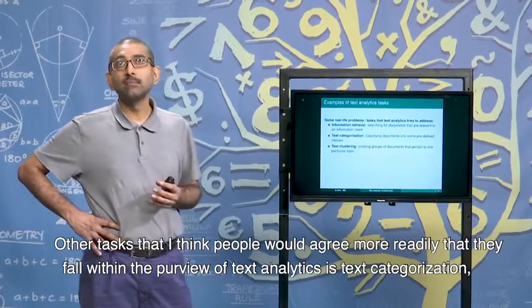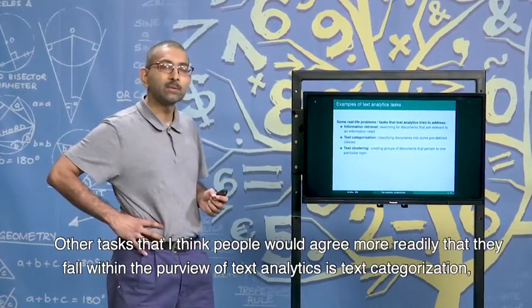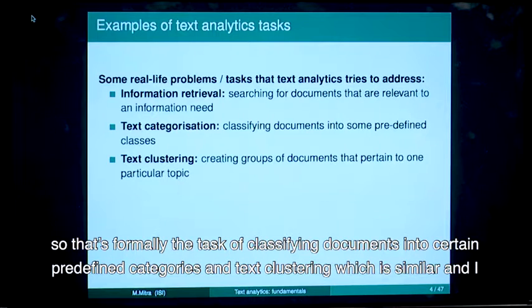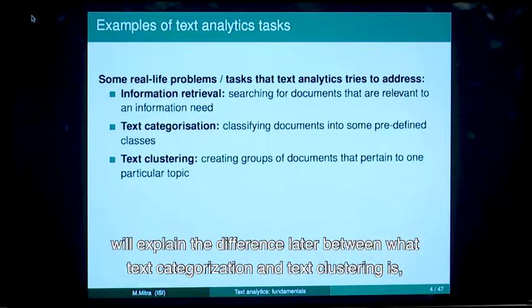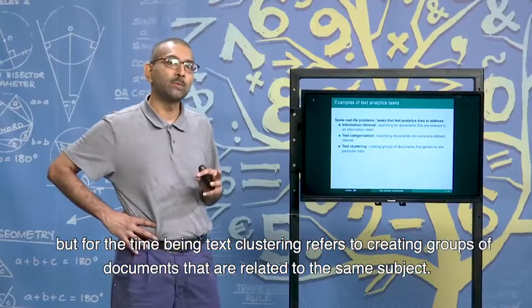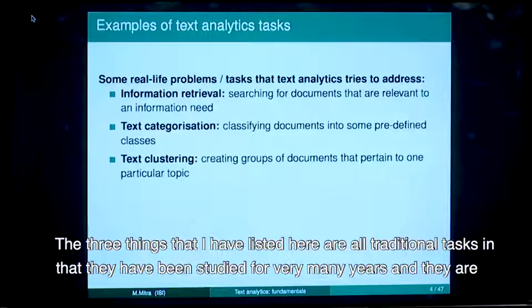Other tasks that people would more readily agree fall within the purview of text analytics include text categorization, which is formally the task of classifying documents into certain predefined categories, and text clustering, which is similar; I will explain the difference later. For the time being, text clustering refers to creating groups of documents that are related to the same subject. These three tasks are all traditional, in that they have been studied for very many years and are relatively well understood.